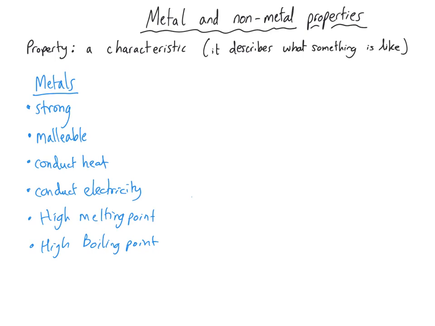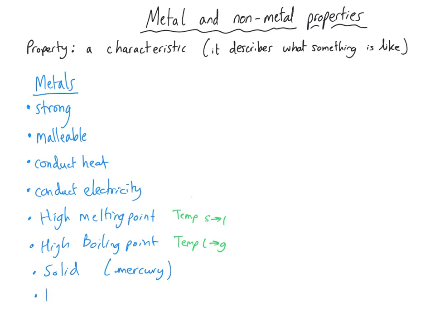In general, they tend to have a high melting point and a high boiling point, and melting point is the temperature at which a solid turns into a liquid, and the boiling point is the temperature that a liquid turns into a gas. As a consequence of those two properties, generally metals are solid at room temperature, with the exception of mercury, which is one of only 2 elements in the periodic table to be a liquid, the other one being bromine, at room temperature that is.